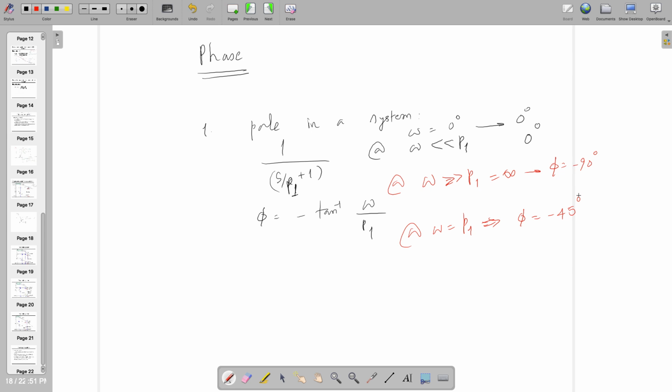But if there are two poles, the whole theory becomes different. At omega equal to 0, it's 0 degree, and at omega equal to infinity, the phase becomes minus 180 degree, and exactly at p1, it is going to be minus 135 degree. So you have to take that accordingly, right?